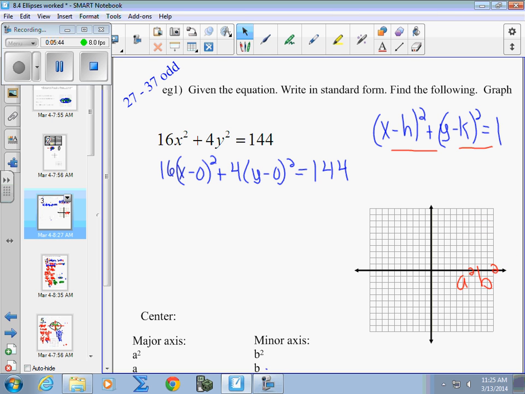The larger denominator determines the major axis. So here we need to make our equation equal to what in order for it to be in standard form? So we're going to divide by 144.